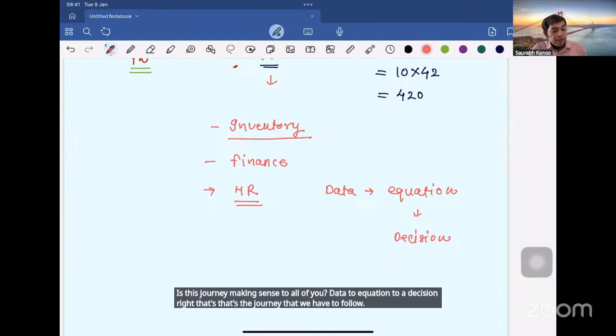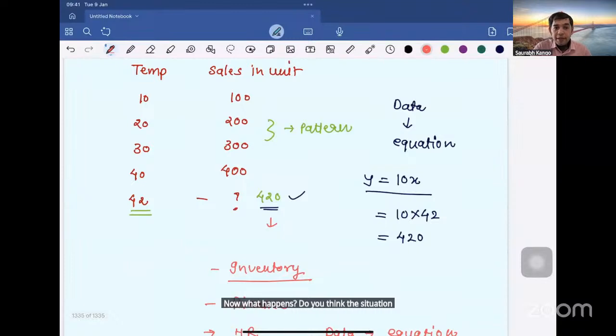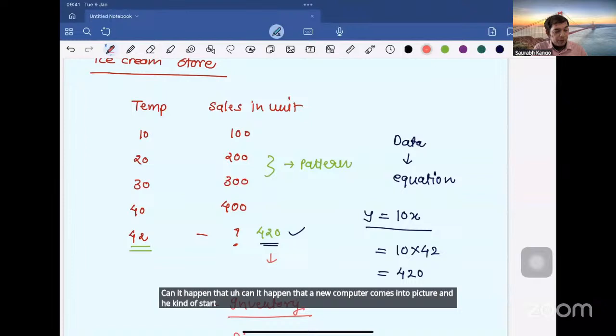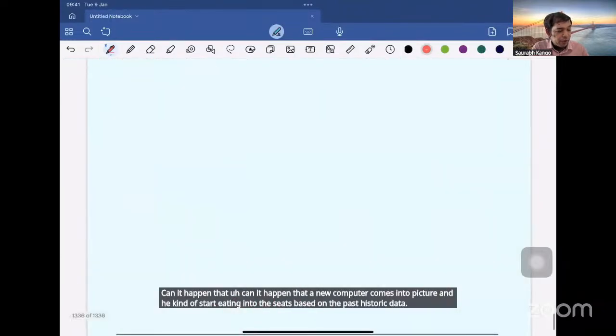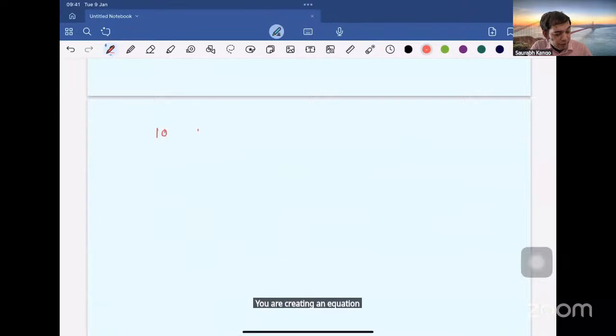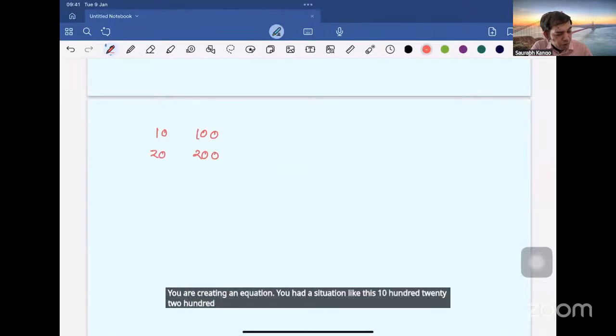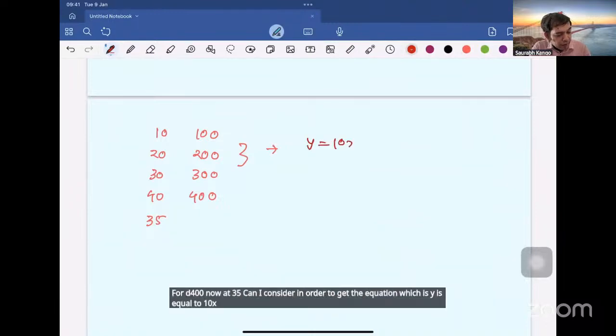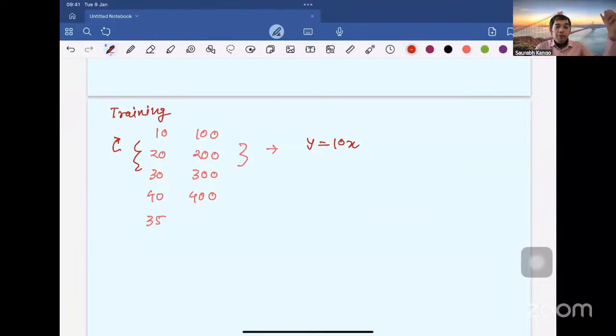Now what happens? Do you think the situation will remain as it is? Can it happen that a new competitor comes into the picture and starts eating into the sales? Based on the past historic data, you were creating an equation. You had a situation like this: 10, 100, 20, 200, 30, 300, 40, 400. Now, in order to get the equation, which is y is equal to 10x, can I consider this to be my training data? Yeah. Can I consider this to be my training data, because I wanted that equation?